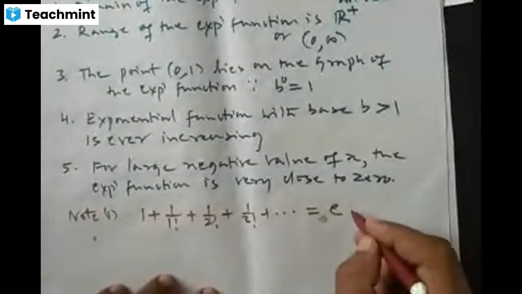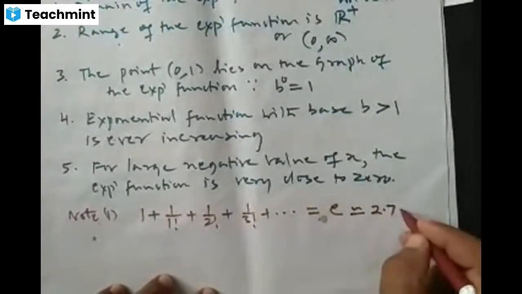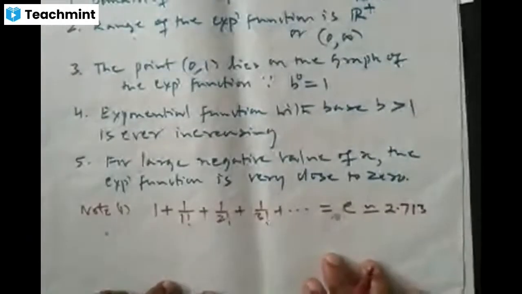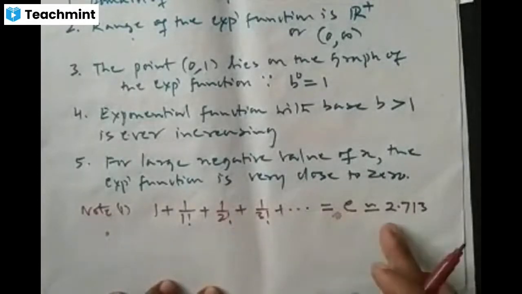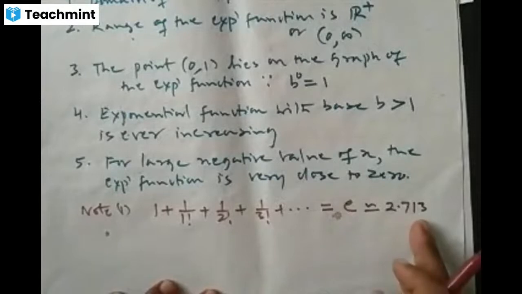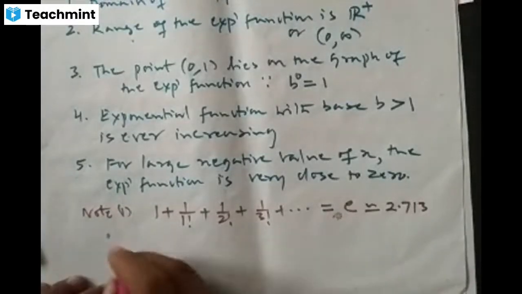Its value is approximately equal to 2.713. You just remember, the infinite sum of this series is denoted by E. Its value is approximately equal to 2.713. Next, note number 2.